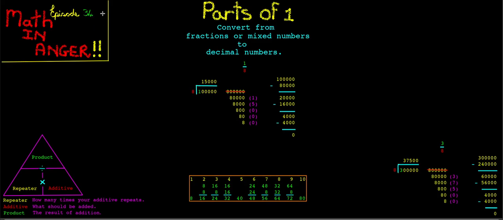This is episode 34. We are still discussing parts of 1, how we read and write that. And in this episode we are looking at how to convert from fractions or mixed numbers to decimal numbers. As you can see here, I've already done my 8 times multiplication table in the work it out way.